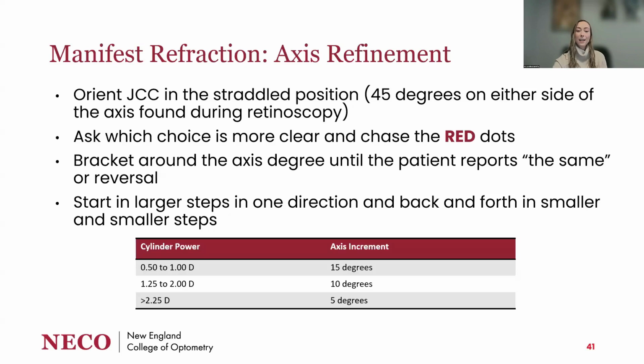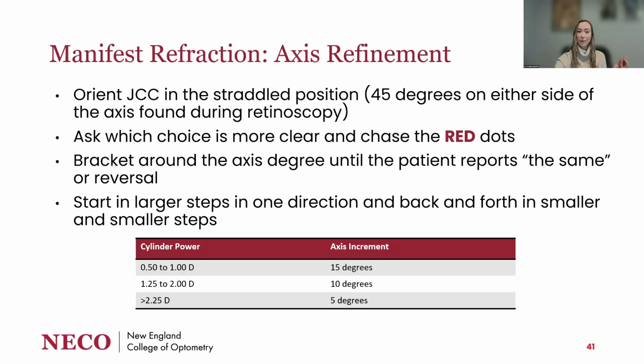With less cylinder power, you can alternate these axes in bigger increments. With 0.5 to 1 diopter in your cylinder power, you can make 15-degree changes. As the cylinder power increases, the patient will tolerate less and less change in axis. So I would recommend using only 10-degree changes, and anything over 2.25 diopters of cylinder, only 5 degrees. Keep in mind some patients may be pickier than others, so remind them that it's okay to say both options look the same. Some patients are very type A and want to get this very precise.